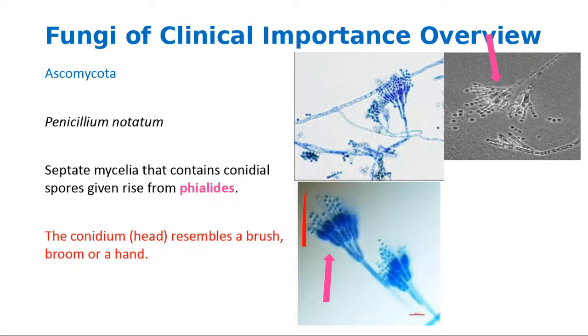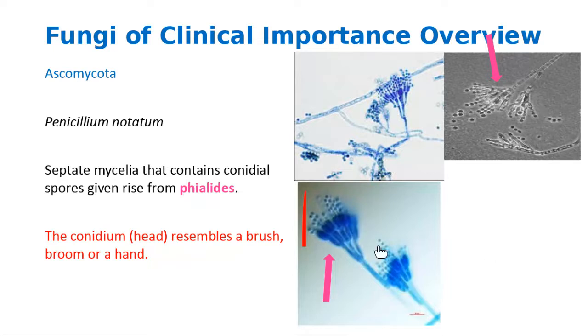I might put one of those in the description. I'm going to say, identify this organism. It resembles a hand or a brush or a broom, right? And that's Penicillium notatum. So the organism is more evolved. It's got septate mycelia, right? And so you can see the septations here. You can see the septations here, right? They're different cross walls, right? You can see the septa right there also.